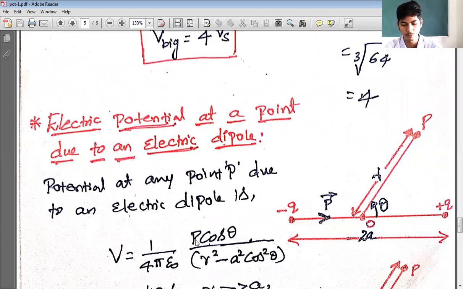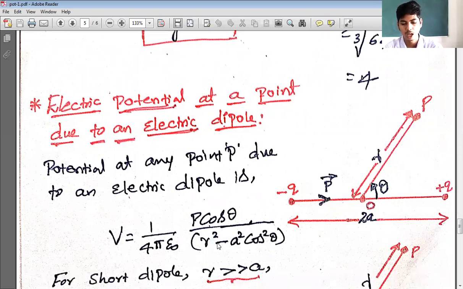So, 1 by 4 pi epsilon naught p cos theta divided by r square minus a square cos square theta. R is the distance of point P from the center of the dipole. What is R? R is the distance of point P from the center of the dipole. A of course represents half the dipole length; the dipole length is given as 2a, and half of it gives a. And theta of course is the angle between the line joining point P and the center and the dipole axis. This is the expression for electric potential at any point due to an electric dipole.